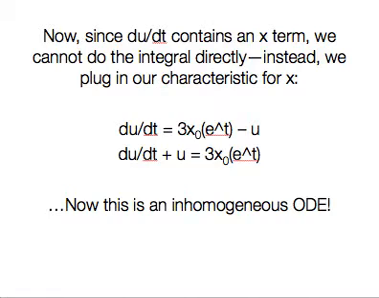Now, since du dt contains an x term, like I said previously, we can't do the integral directly, so instead what we do is we plug in our characteristic for x, and we find that du dt is equal to 3x naught e to the t minus u. And now, this is an inhomogeneous ordinary differential equation. So that means we're going to have a particular solution and a homogeneous solution.